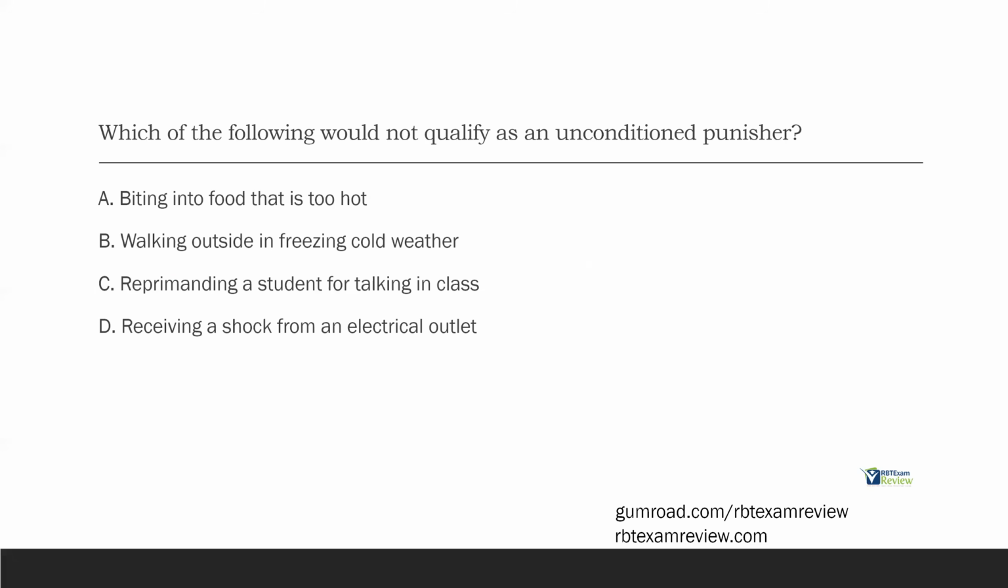D, receiving a shock from an electrical outlet. Obviously, pain, electric shock, is unconditioned. We know from birth that pain signals a punishment, and can reduce the behavior. So our answer here is C, and that is a conditioned punisher because it required pairing and learning to become a punisher.